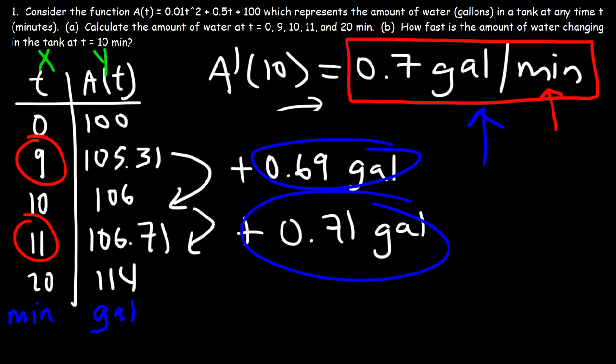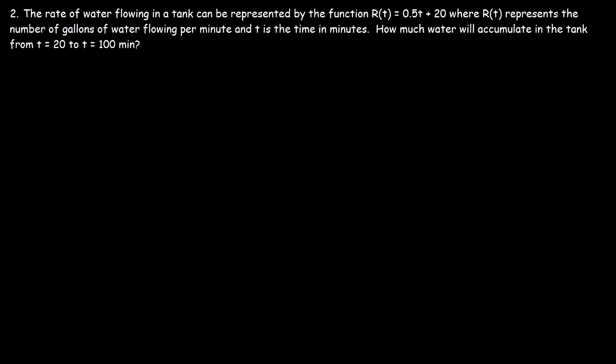And so hopefully this example illustrates how derivatives can be used to calculate an instantaneous rate of change. It can tell you how fast something is changing per unit of time.